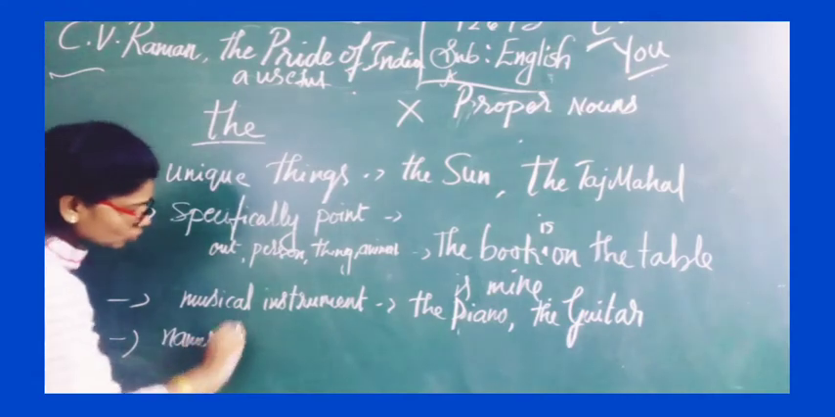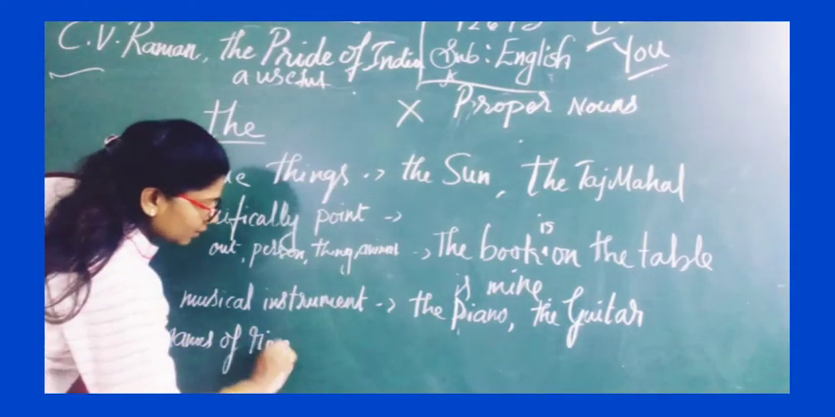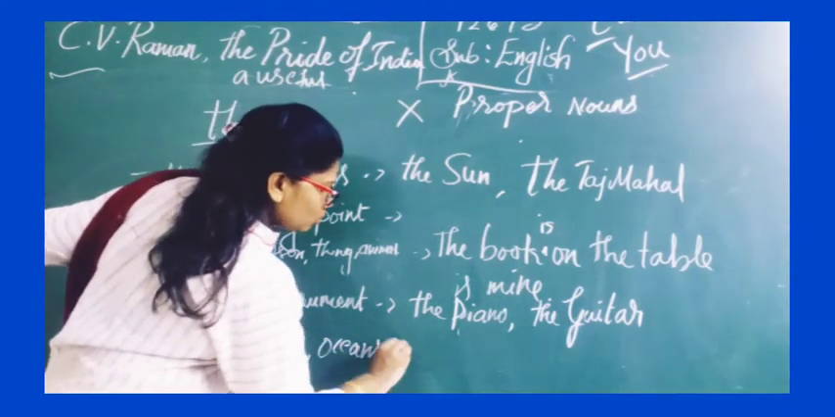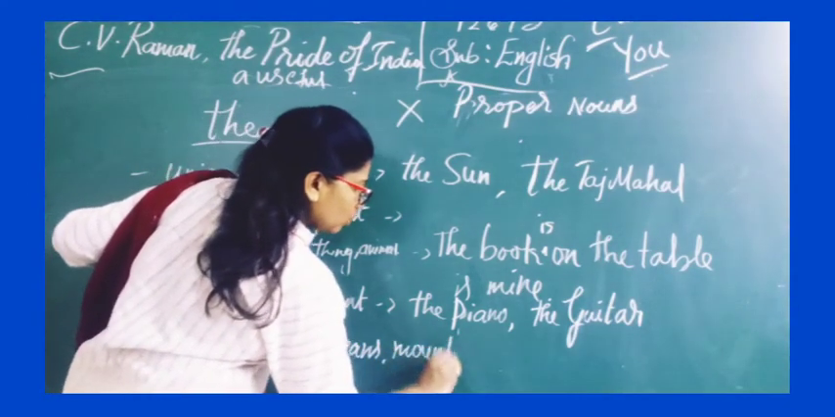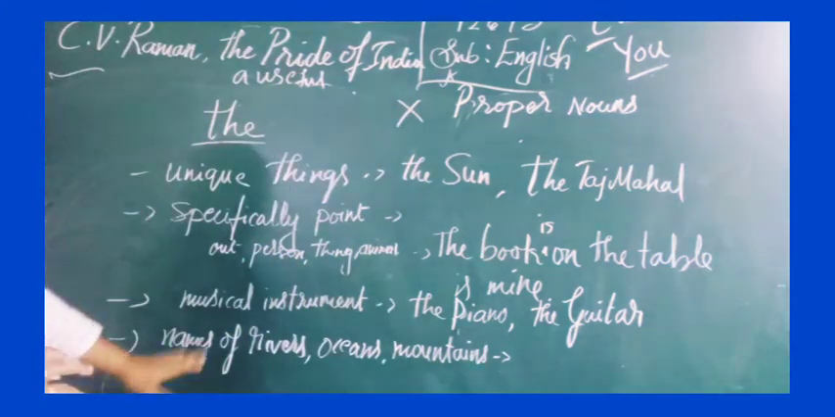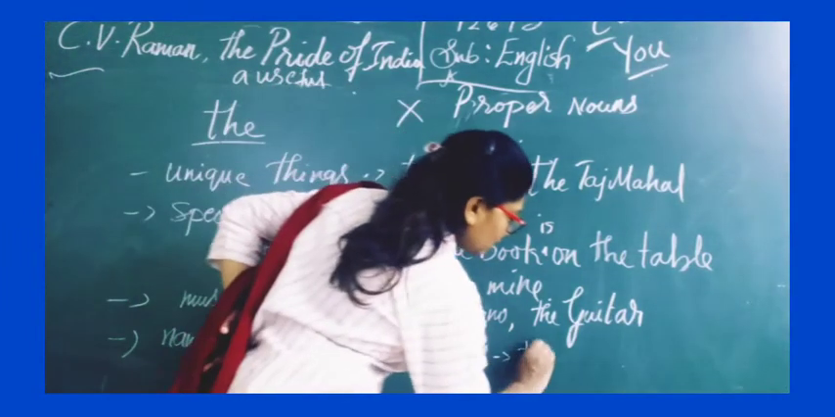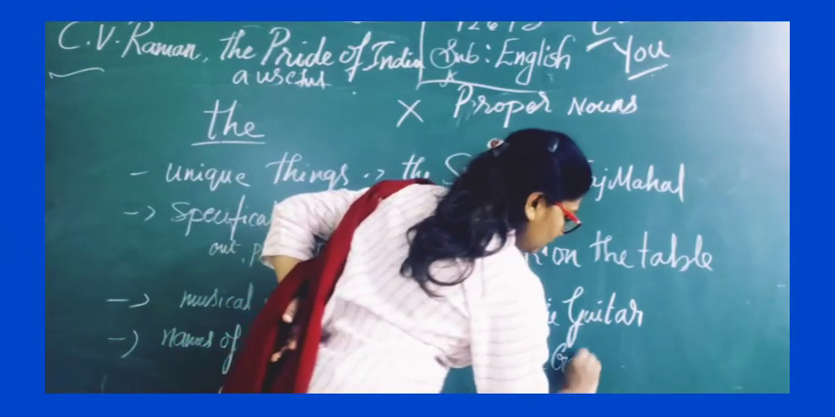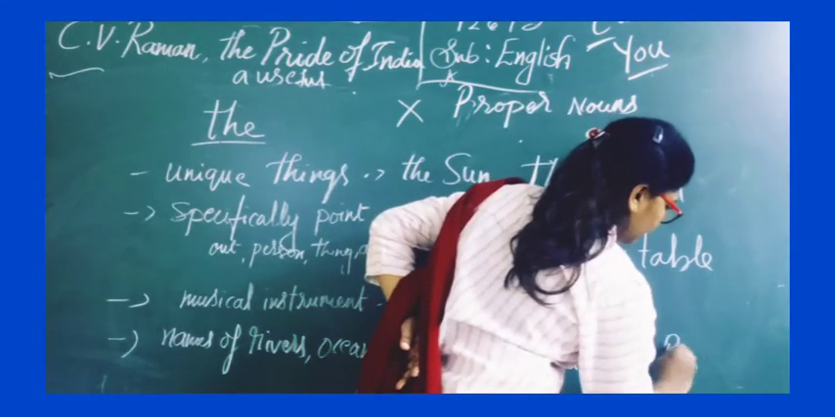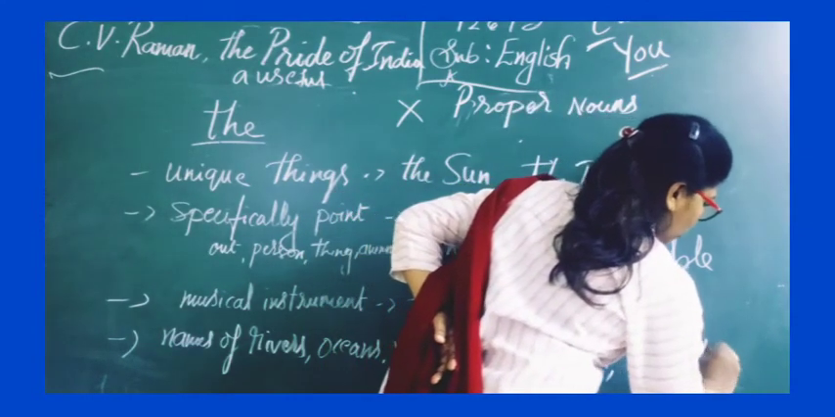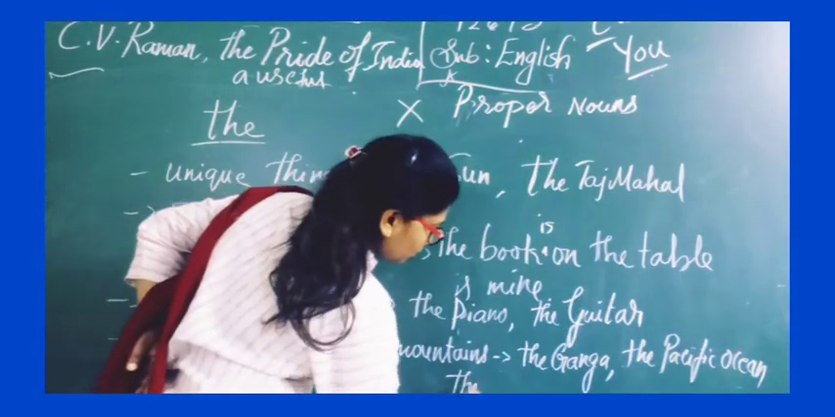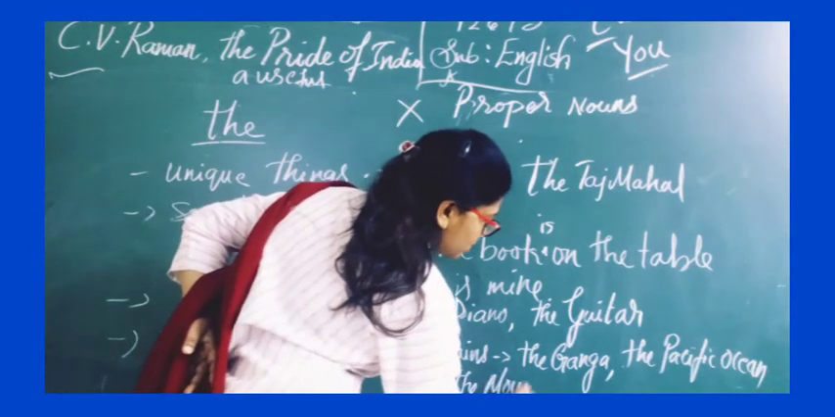Before the names of rivers, oceans and mountains, and even lakes also, we should always use the article. For example, the Ganga, not a Ganga. The Ganga River and the Pacific Ocean, or the Mount Everest, not a Mount Everest, the Mount Everest.